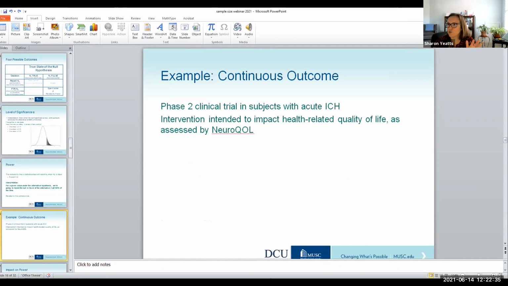So what we're going to do from now on is think through some examples and how these things affect what we're talking about when we're having this conversation. I'm going to start with a continuous outcome. This is a phase 2 clinical trial in subjects with acute ICH. Because we're looking at a continuous outcome, I'm going to say that the intervention is intended to impact health-related quality of life, and we're going to measure that using the NeuroQual.